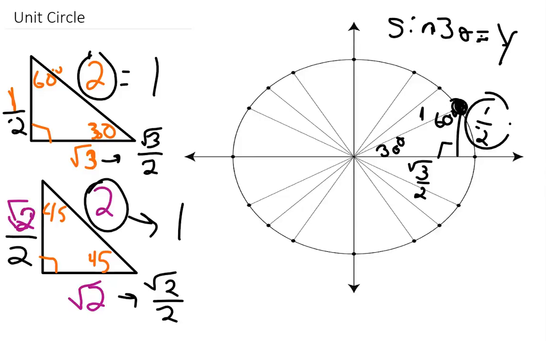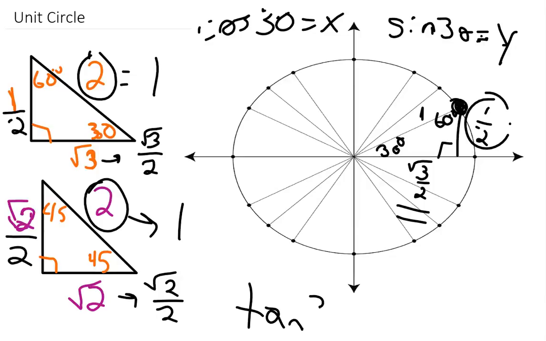Now I'll do the same thing for the cosine of 30 degrees. The cosine would be the adjacent over the hypotenuse. Since my hypotenuse is a 1, the cosine is just going to become the adjacent. And in this case, it's going to be the x value. So my cosine of 30 is going to be my x value. And then my tangent would be my opposite over adjacent, which is going to become my opposite, which is y, over my adjacent, which is x.